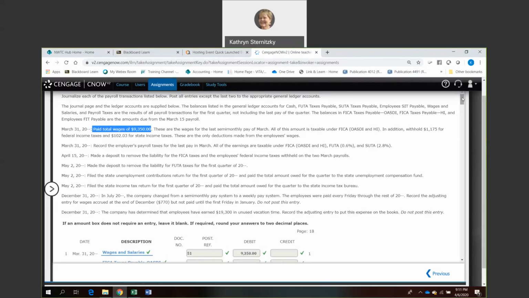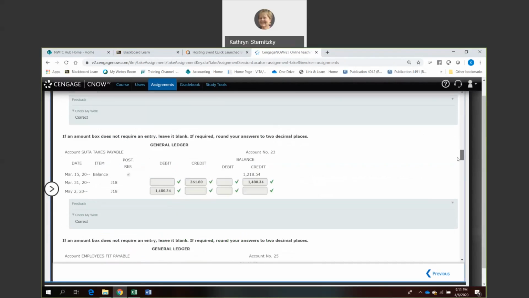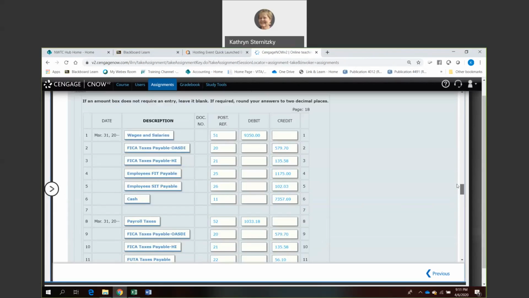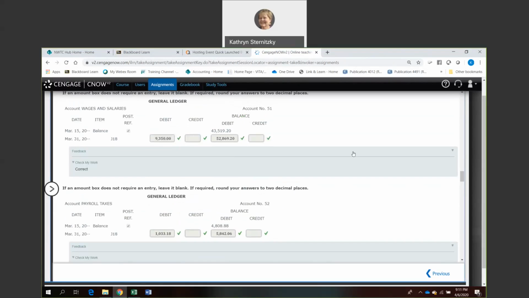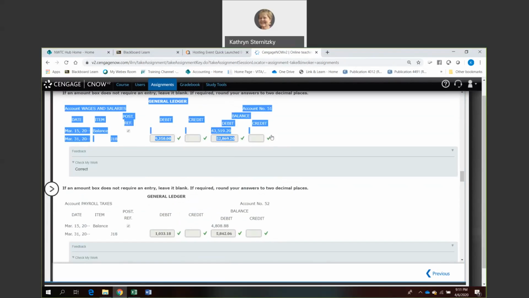And then I'm going to show you what this looks like in the ledger, general ledger. Wages and salaries, okay. What does that look like when we post in the ledger? What you're going to do is you're going to debit 93.50, and then you're going to add it to the previous total. So this is an example of what an expense account will look like in your general ledger.